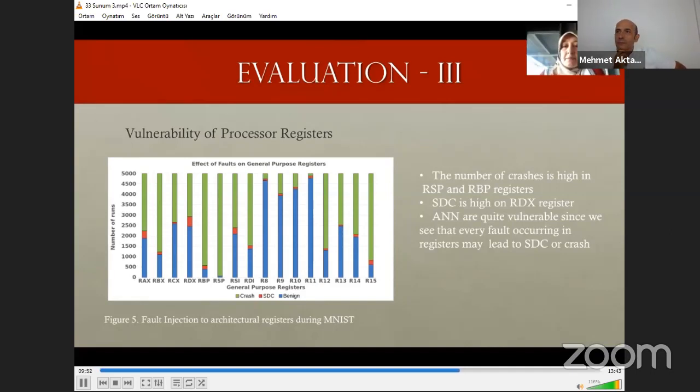But the point here is, we see that ANN applications are quite vulnerable to faults in architectural registers, and architectural registers are actually one of the places where we can see faults frequently in HPC systems.